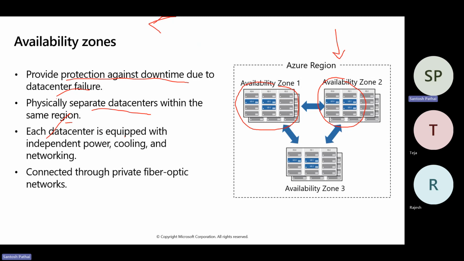Each data center is equipped with independent power, cooling, and networking. Though it is only about 500 meters away, it will have independent power, independent cooling, and independent networking. And they are connected internally through a private fiber network. So they are termed as availability zones.